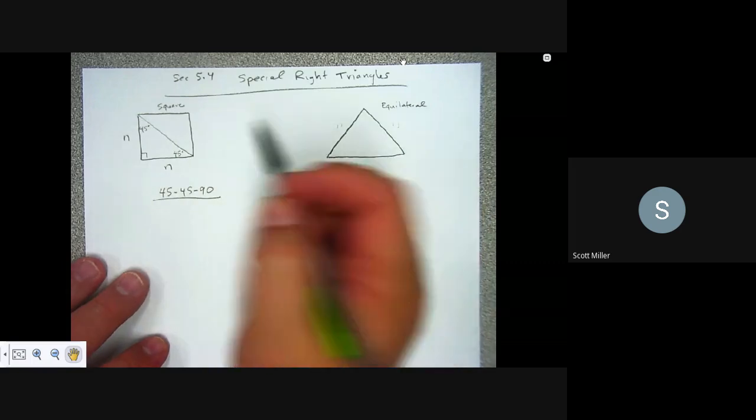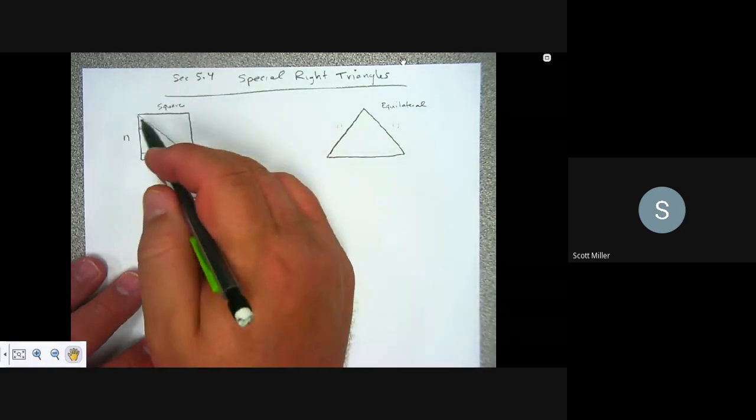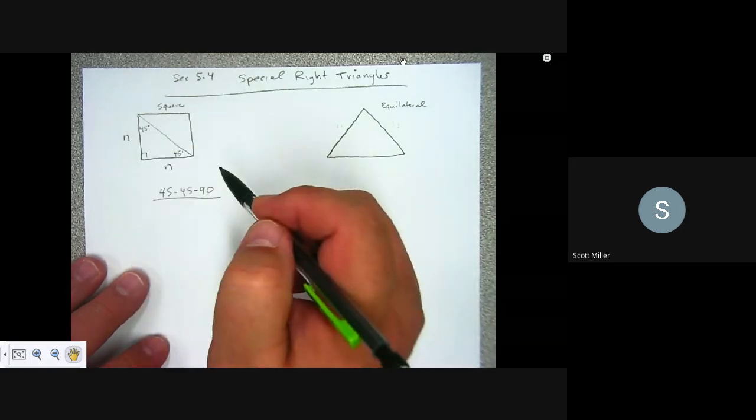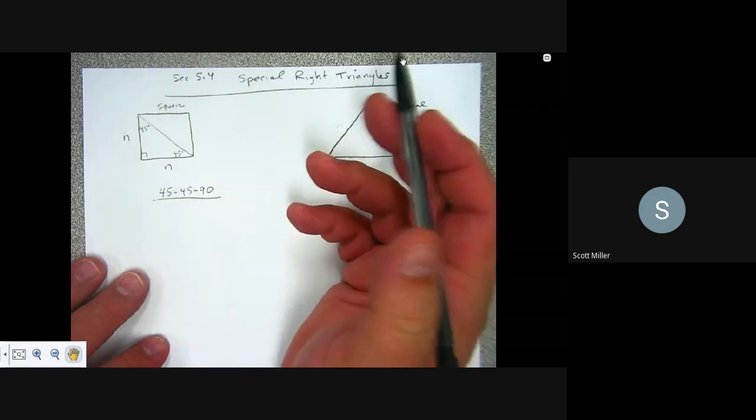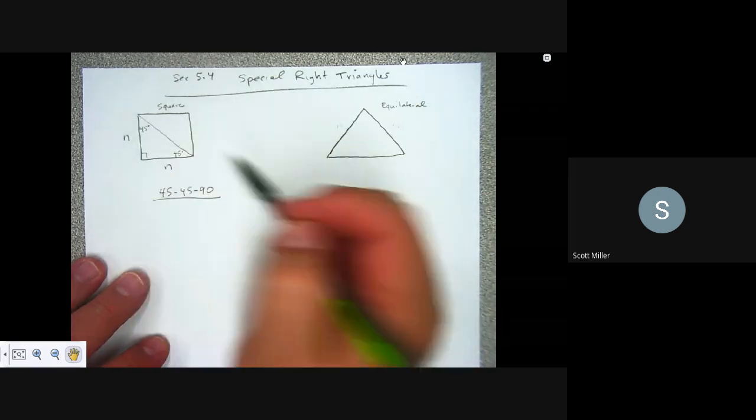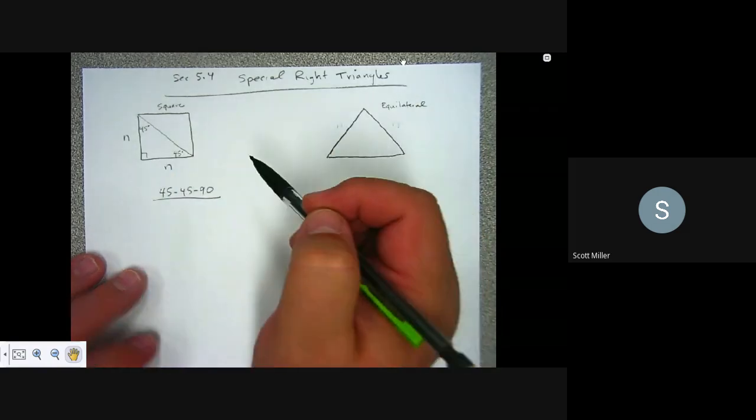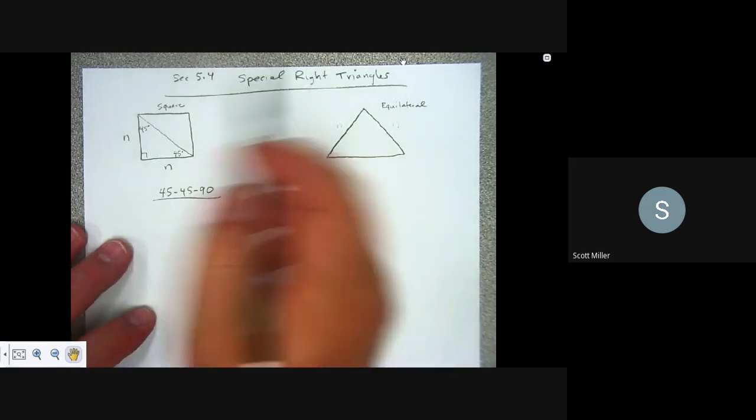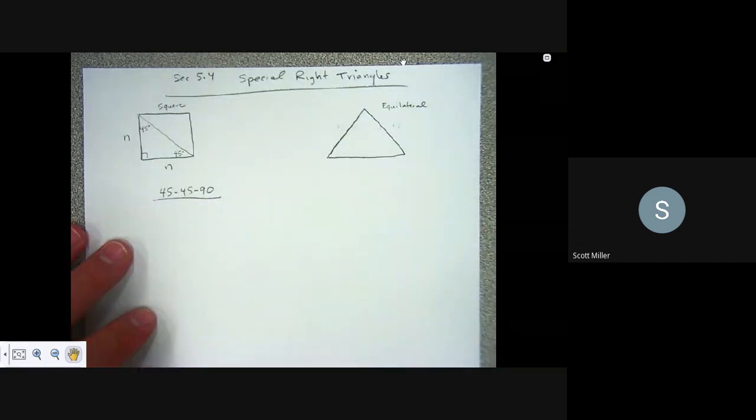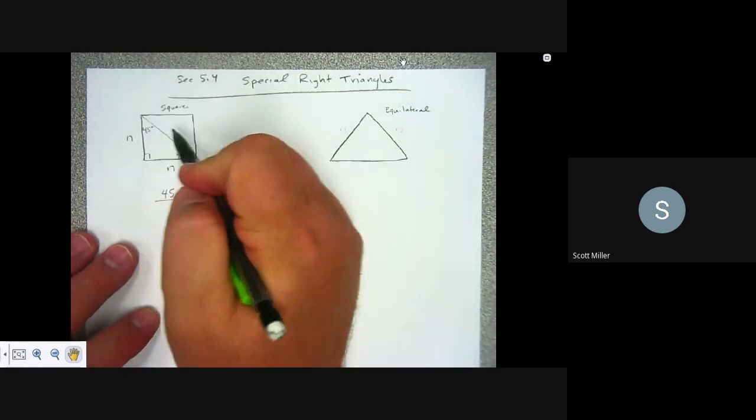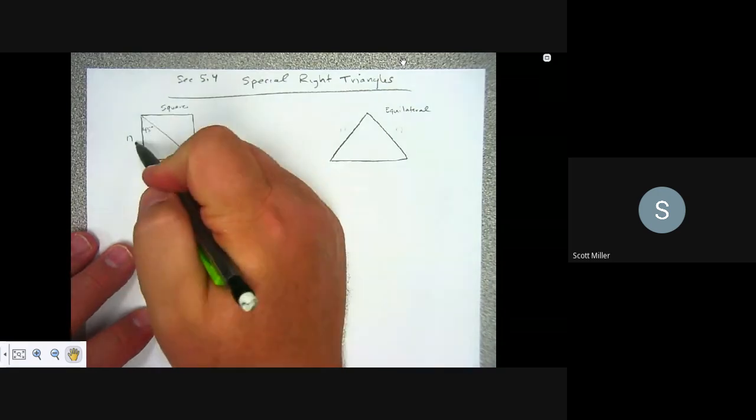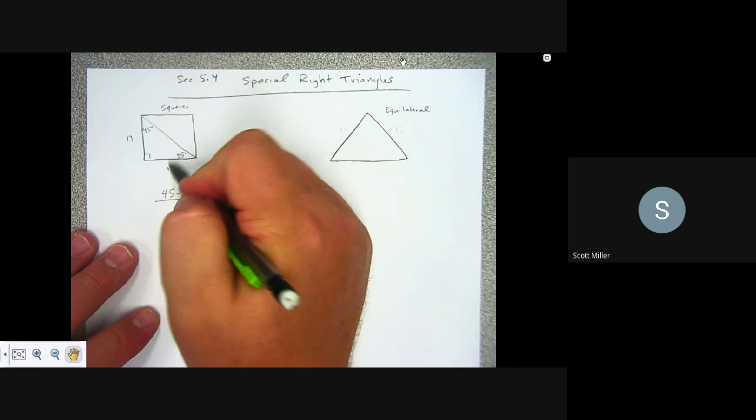Why is it special? Because we're going to learn how to find their side relationships without having to go through Pythagorean theorem all the time, because there's a certain pattern that's associated with this. So to show you it, let's go through the Pythagorean theorem the first time. So Pythagorean theorem says that in a right triangle, side squared plus side squared is the hypotenuse squared.